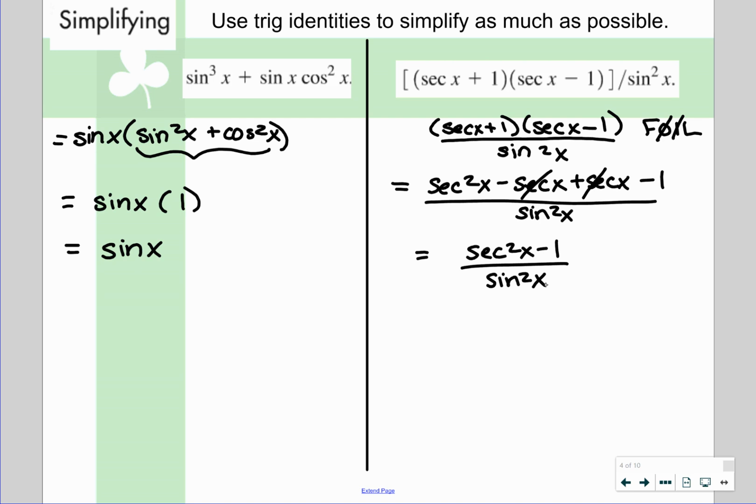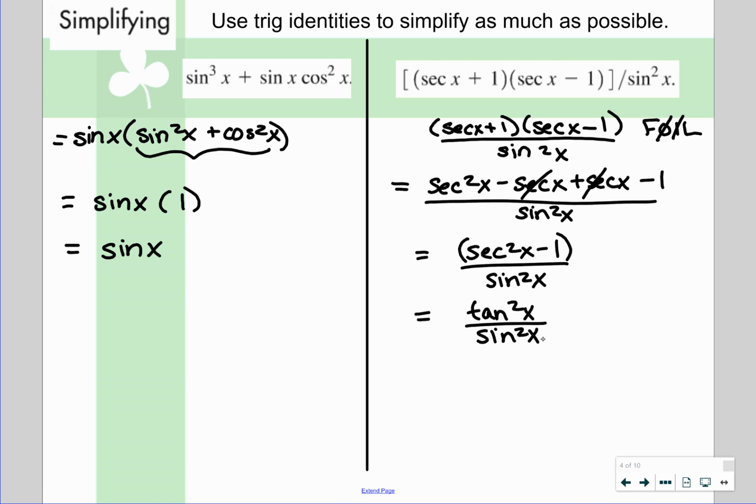What is it? Yes, secant squared minus 1 is one of the equivalent forms you wrote down. It is equal to tangent squared. Now I have tangent squared over sine squared. Now I have to figure out how to put these together.